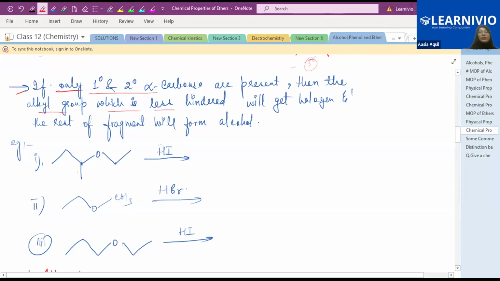But if a tertiary alpha carbon is not present, we have to check whether it's primary or secondary, right? Primary is less hindered, so attach the halogen to the primary alpha carbon, not to the secondary alpha carbon. So if tertiary is not present, and only primary and secondary alpha carbons are present, then the alkyl group which is less hindered, and less hindered is always primary, gets the halogen. Attach the halogen to the primary alpha carbon, and the rest of the fragment will form the alcohol. Is this point clear?